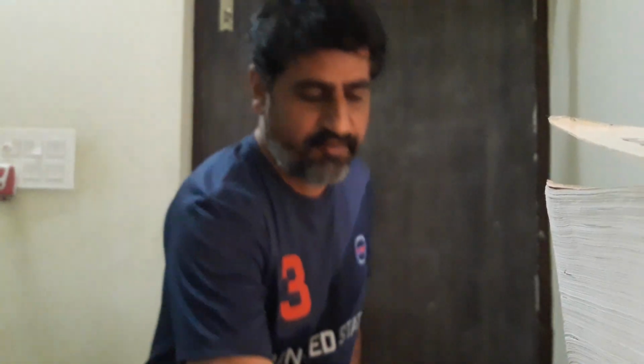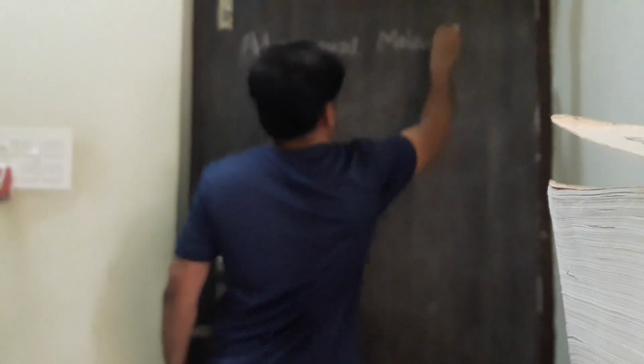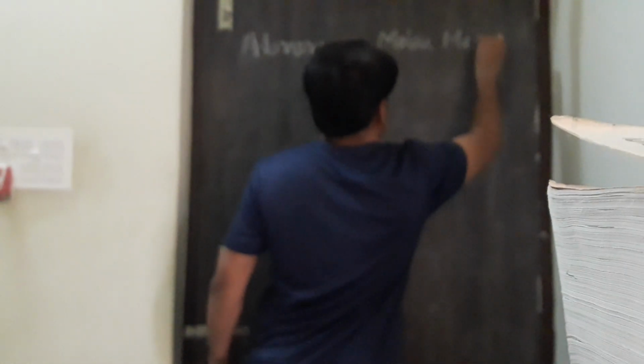In continuation of our e-lessons, today I am here with the last and final topic of the chapter Solutions: abnormal molar mass and Van't Hoff factor. Let's see. Abnormal molar mass and Van't Hoff factor.